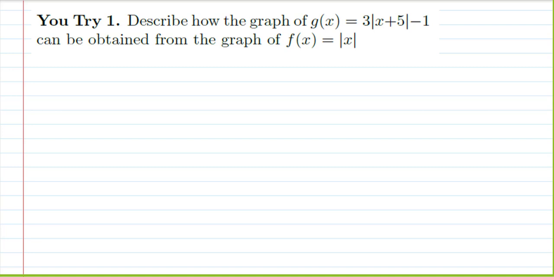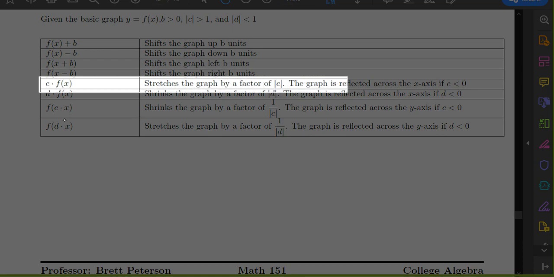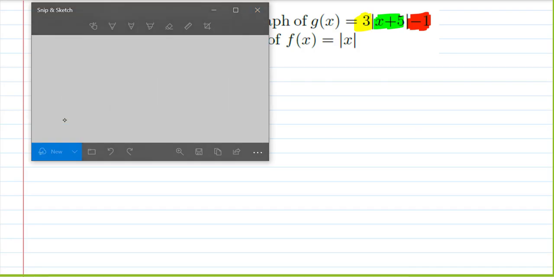All right, so to work this example, the first thing we need to do is identify our parts. So we have our 3 here, and then we're going to have our x plus 5, and then we're going to have our minus 1. So we take a look at our sheet, and we determine whether or not we have c times f of x or d times f of x by looking at our c or our d. So our number is 3, so the absolute value of 3 is bigger than 1, so we're going to have the c row from our table, which gives us this.